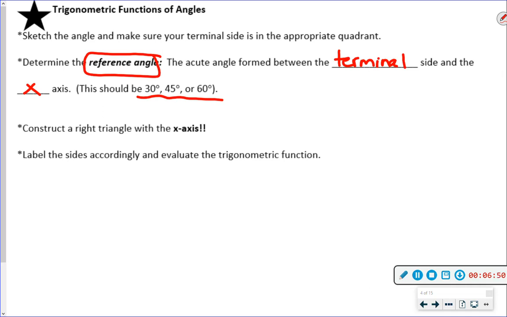Can you do other angles? Yes, but that's a different section. We have different tools we have to use to figure it out if it's not 30, 60, 45. You're going to make your right triangle with the x-axis. And then, of course, I'm going to label the sides accordingly. If I have my 45, 45, 90, I'm going to label them 1, 1, root 2, so on and so forth. All right, let's do it.